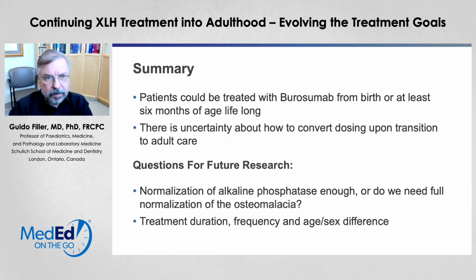So to summarize, patients could be treated with burosumab from birth or at least 6 months of age until the entire life. And there's some uncertainty about how to convert dosing upon transition into adult care. Questions for future research include, should we normalize the alkaline phosphatase? Is that enough? And do we need full normalization of the osteomalacia? And then treatment duration, frequency, and age-sex differences need to be studied further.